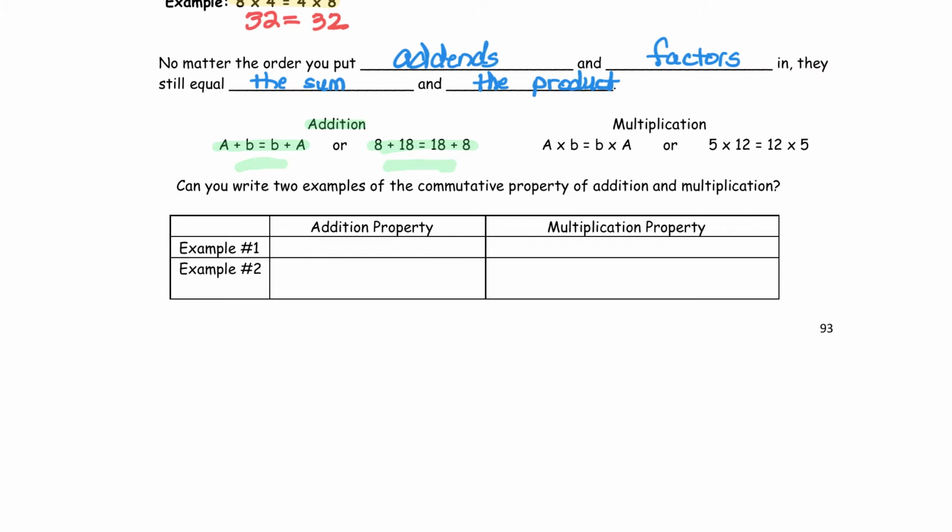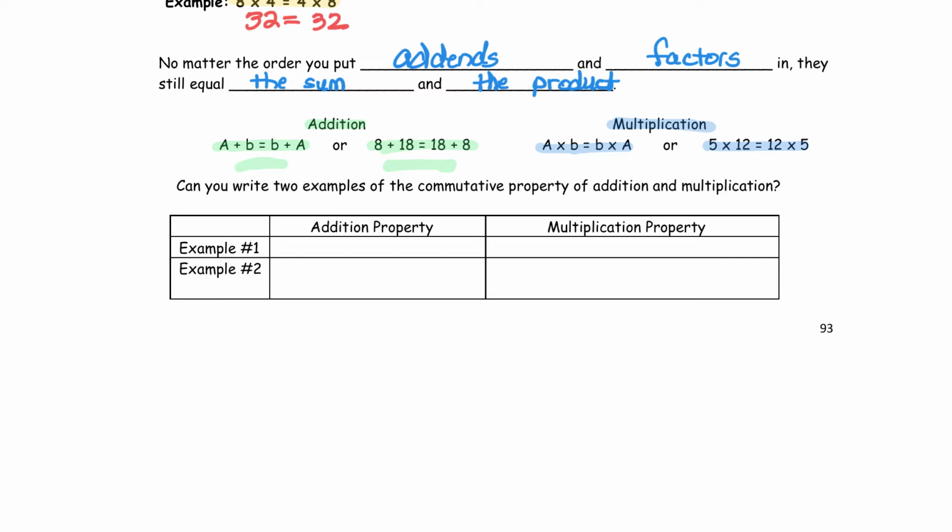And then we can take a look at the multiplication. Again, the order doesn't matter. A times B is still equal to B times A, or 5 times 12 is equal to 12 times 5. The product will still be the same.